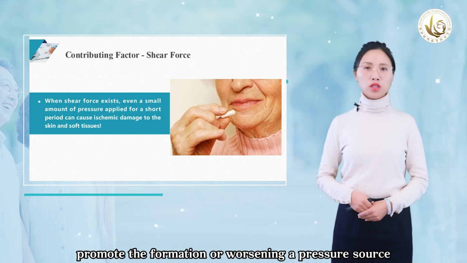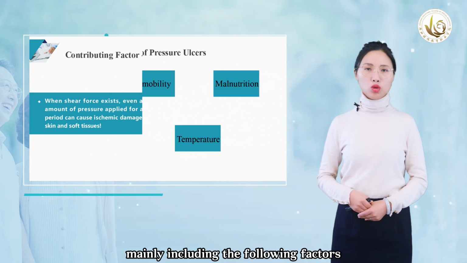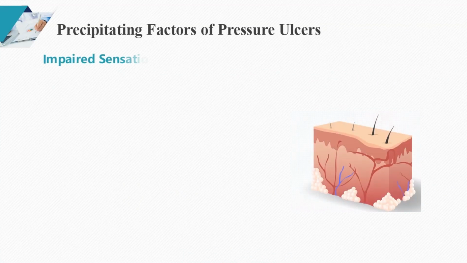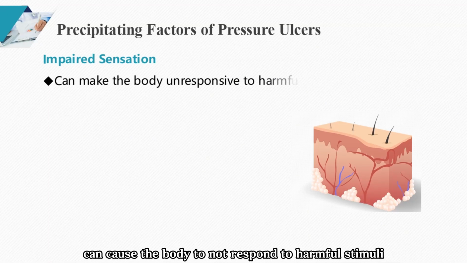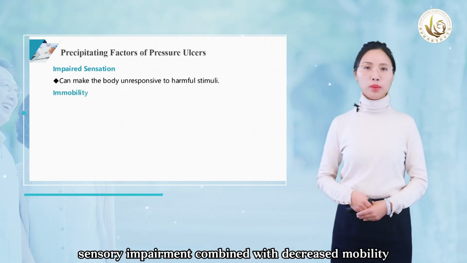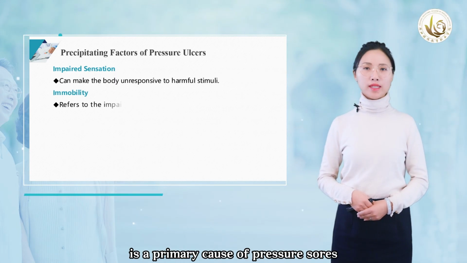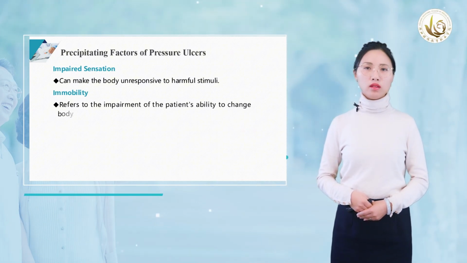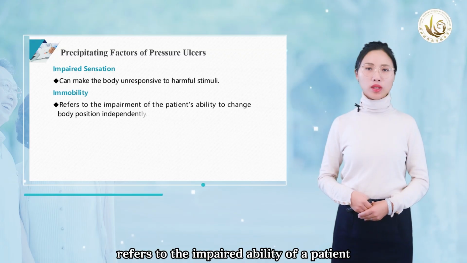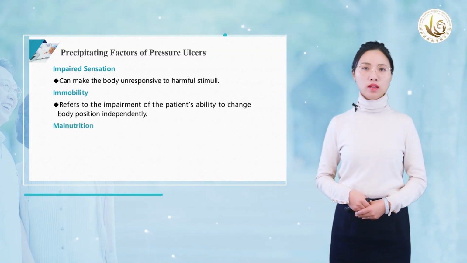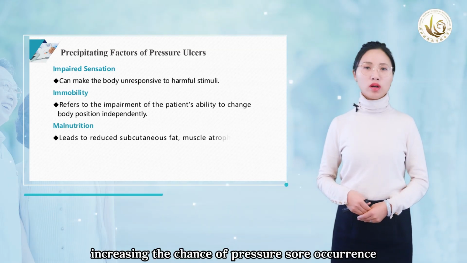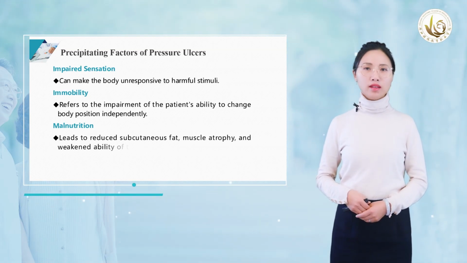Contributing factors promote the formation or worsening of pressure sores to a certain extent, mainly including the following factors. Sensory impairment can cause the body to not respond to harmful stimuli. Sensory impairment combined with decreased mobility is a primary cause of pressure sores in paraplegic patients. Limited mobility refers to the impaired ability of a patient to independently change position. Limited activity or mobility prolongs local pressure time, increasing the chance of pressure sore occurrence.